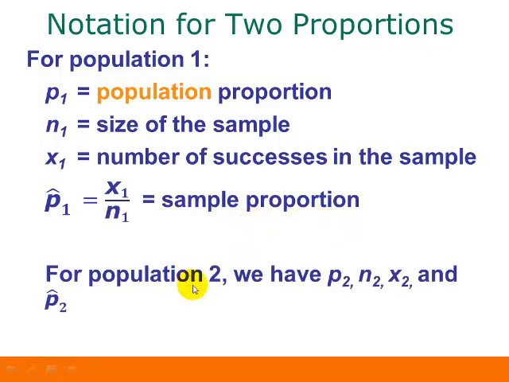And for population 2, we have similar notation, only have subscripts of 2 instead of 1. So we have P sub 2, which is our population proportion, N sub 2 is our sample size, X sub 2 is the number of successes, and P sub 2 hat would be our sample proportion.